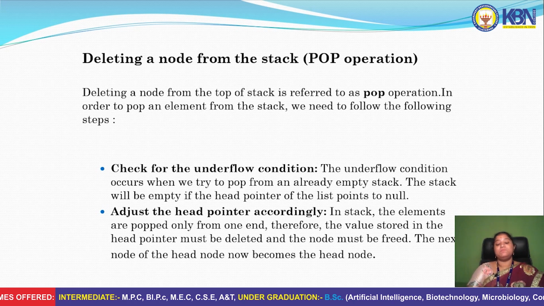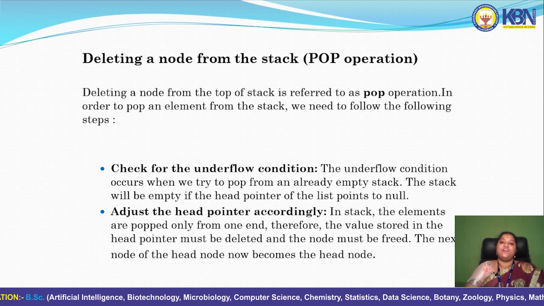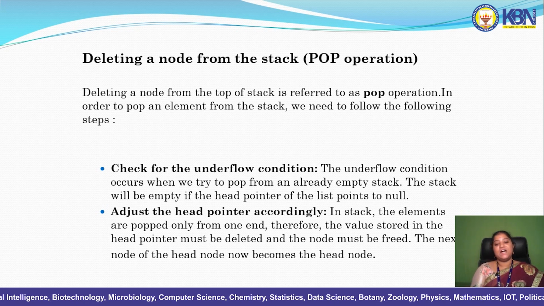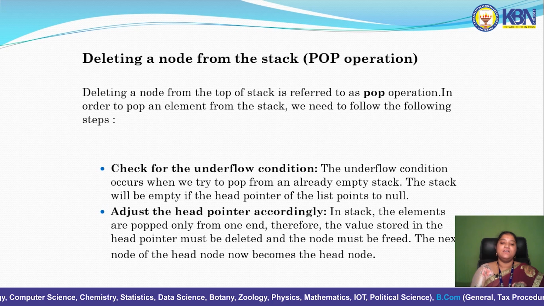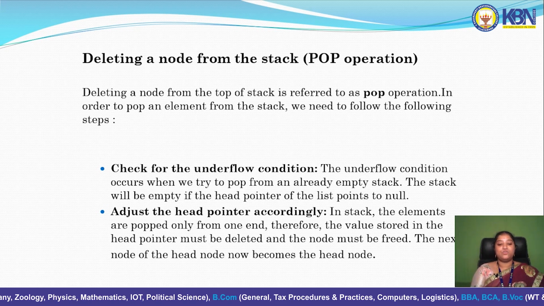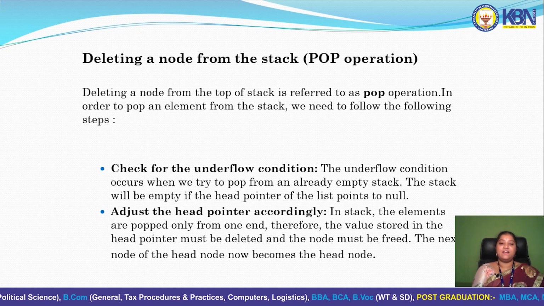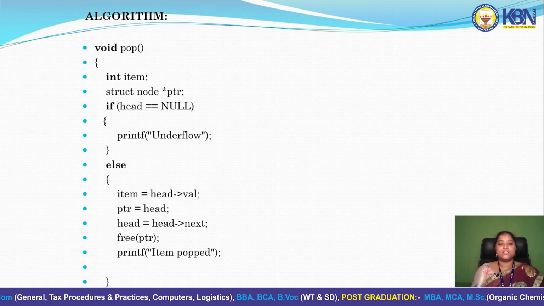Now deleting a node from the stack is the pop operation. In order to pop an element from the stack, we need the following steps: check for the underflow condition, and adjust the head pointer accordingly. In the underflow check, we try to pop from an already empty stack. The stack will be empty if the head pointer of the list points to null. Now adjust the head pointer accordingly. The value stored in the head node must be deleted and the node must be freed, and the next node becomes the head node. This is the algorithm for the pop operation in a linked list.